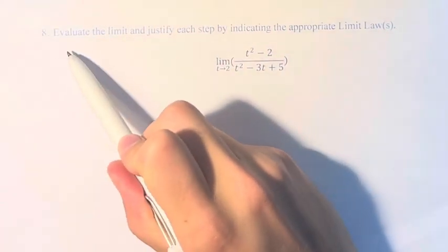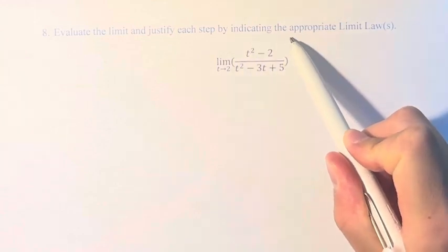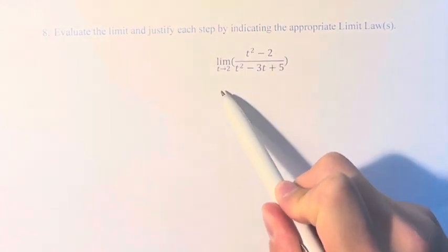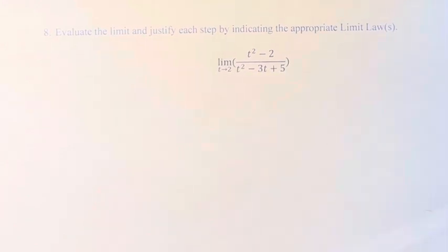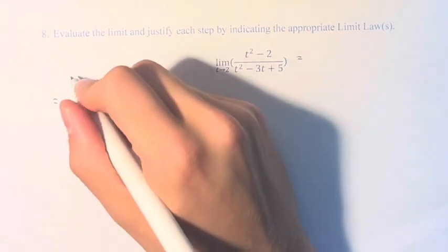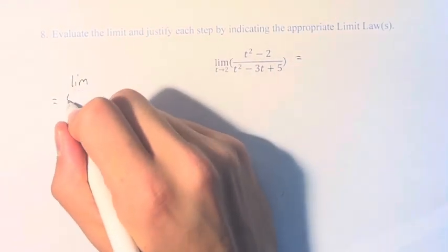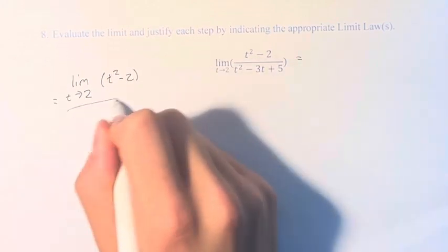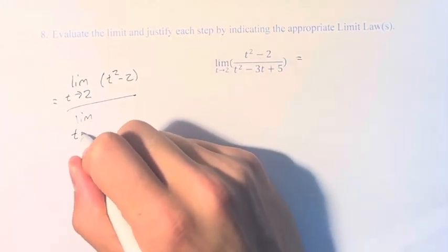In this problem, we're asked to evaluate the limit and justify each step by indicating the appropriate limit laws. So we have the limit as t approaches 2 of (t squared minus 2) over (t squared minus 3t plus 5). So if we take this limit of a fraction, what we can do is take the limit of the numerator and divide it by the limit of the denominator.